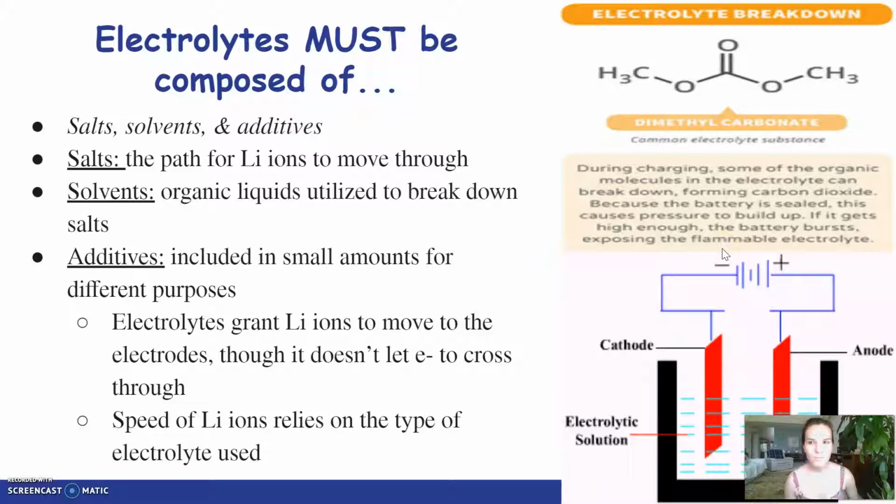Electrolytes must be composed of salts, solvents, and additives. The salts provide the path for the lithium ions to move through. The solvents are the organic liquids utilized to break down these salts. Additives are included in small amounts for different purposes. Electrolytes, again, grant lithium ions the ability to move to the electrodes, but they don't allow electrons to cross through. The speed of these lithium ions also relies on the type of electrolyte used.